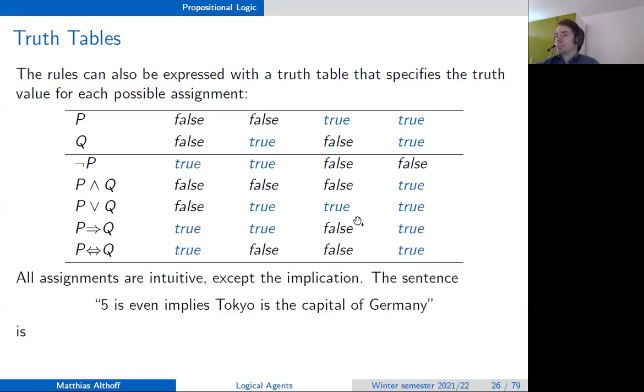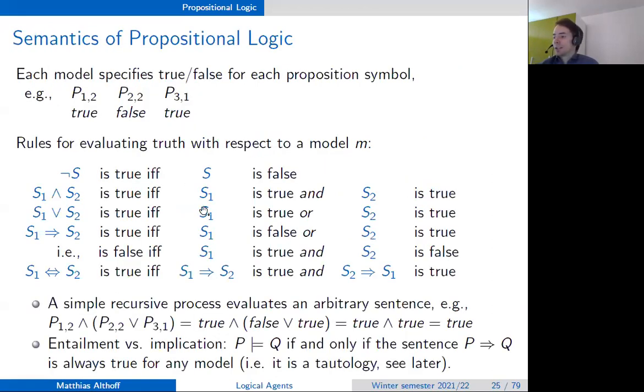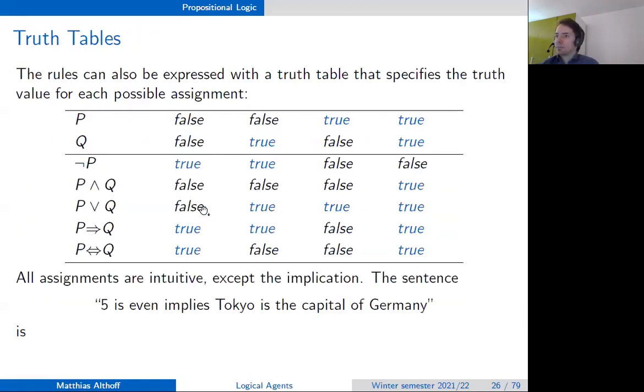This is really just a table that you can easily obtain based on the semantics. We can also use this table to explain the semantics because they are equivalent. Just again, a short discussion about the implication. All assignments are intuitive except implication, as I mentioned.